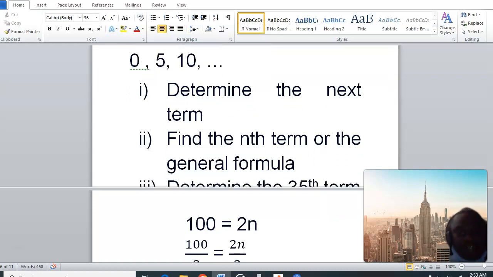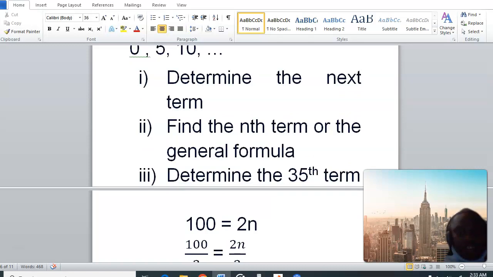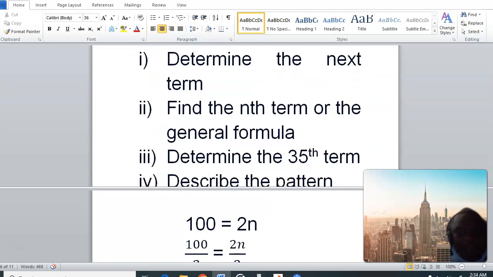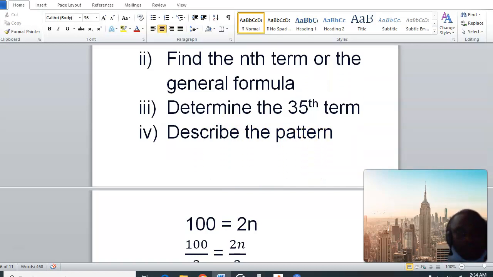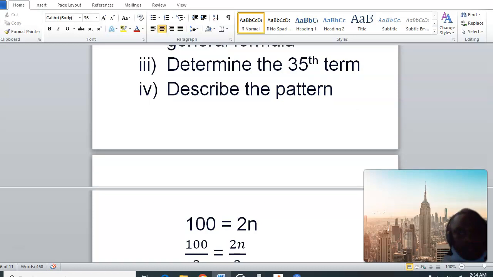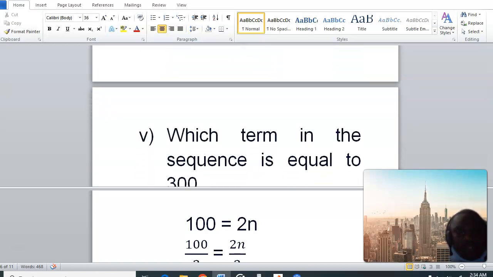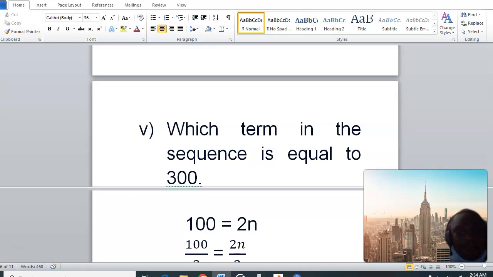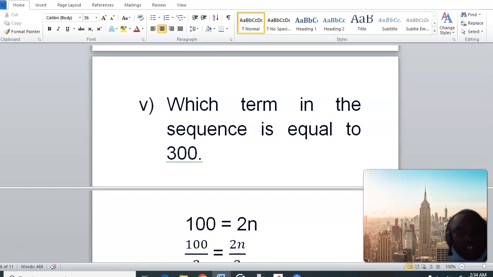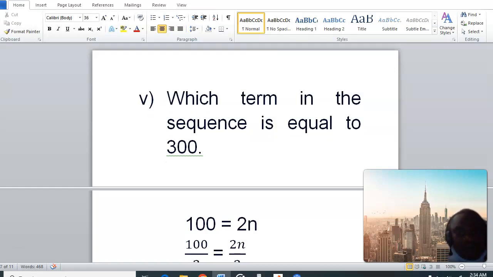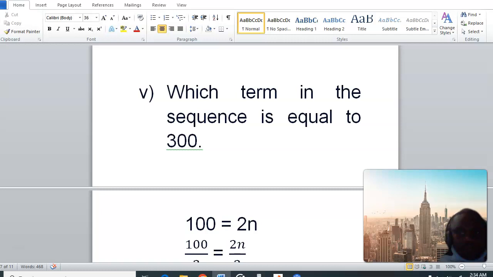Find the nth term or the general formula. Determine the 35th term. Describe the pattern. What do I mean by describe the pattern? Write a conjecture. Then, which term in the sequence is equal to 300?